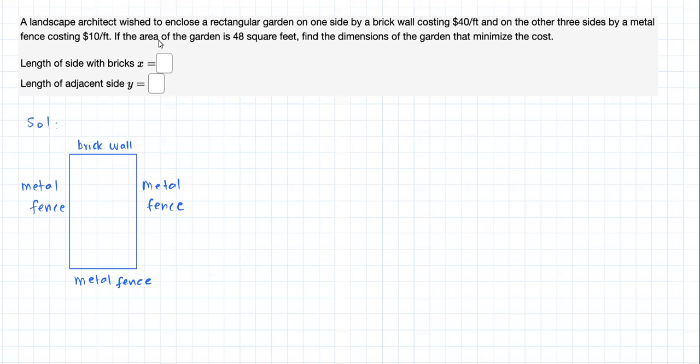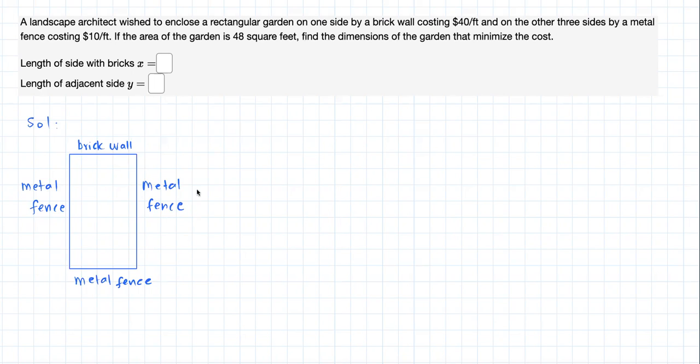A landscape architect wished to enclose a rectangular garden on one side by a brick wall costing $40 per foot, and on the other three sides by a metal fence costing $10 per foot. If the area of the garden is 48 square feet, find the dimensions of the garden that minimize the cost.